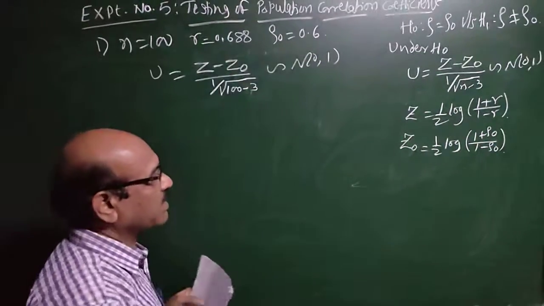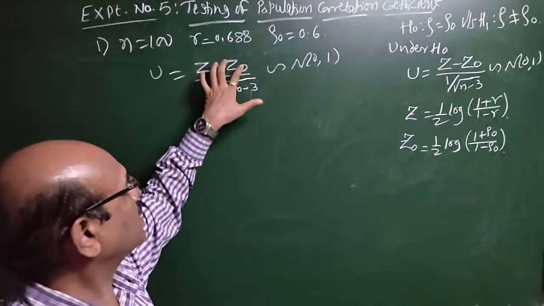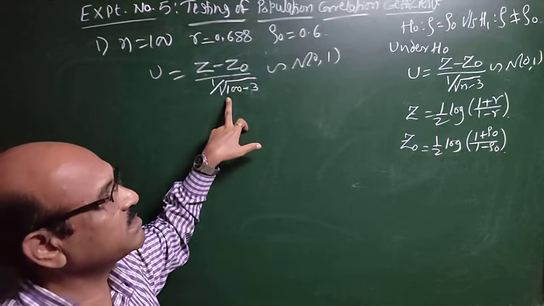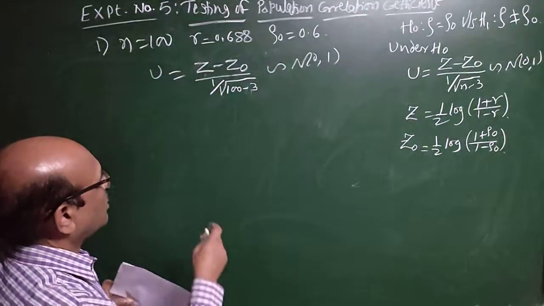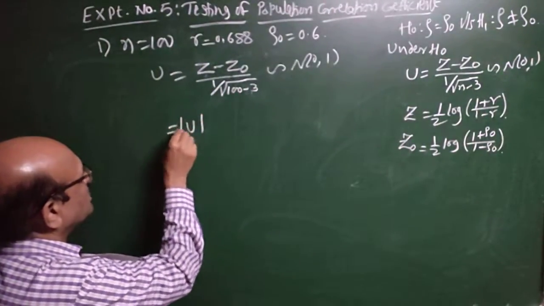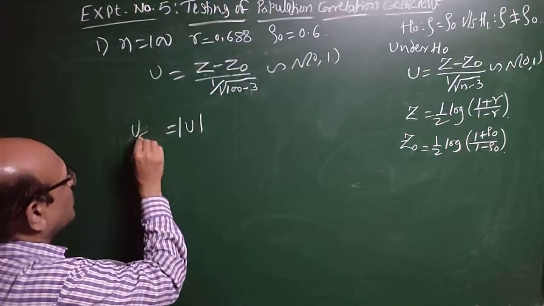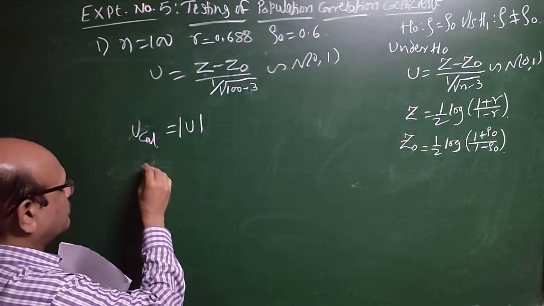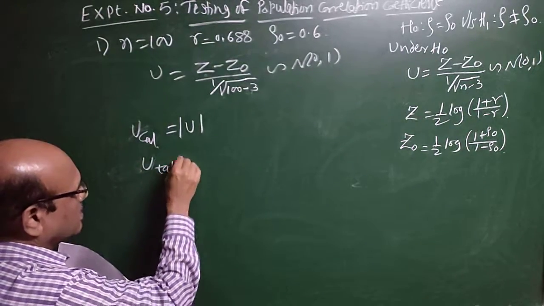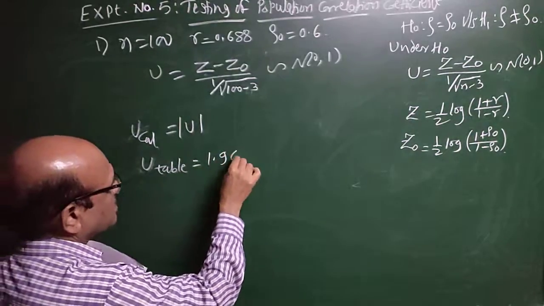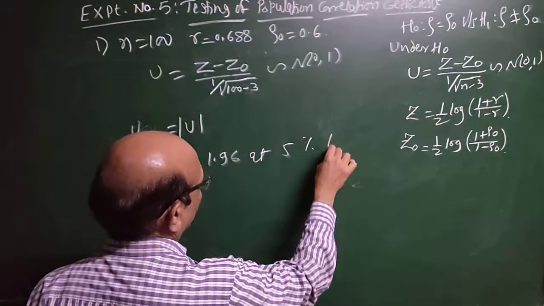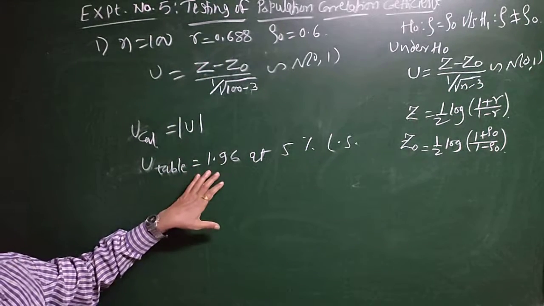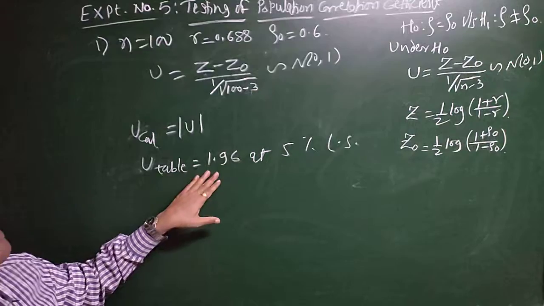These values are already calculated from here. Substitute the values in this formula, divided by 1 by root of 97, and whatever value you get, obtain its absolute value. This is U calculated, we can say. At the 5% level of significance, U table is equal to 1.96. If this calculated value is greater than 1.96, then we say that H0 is rejected.